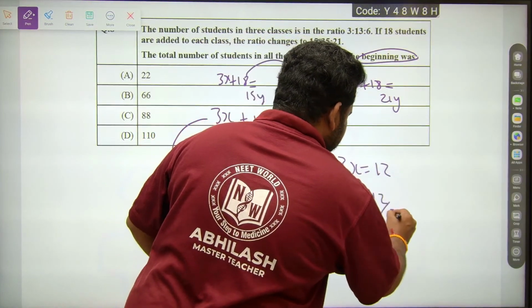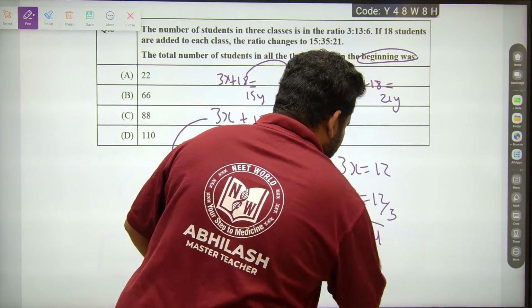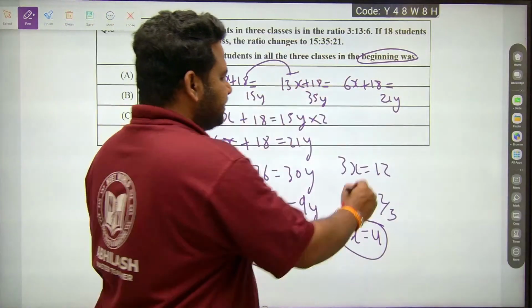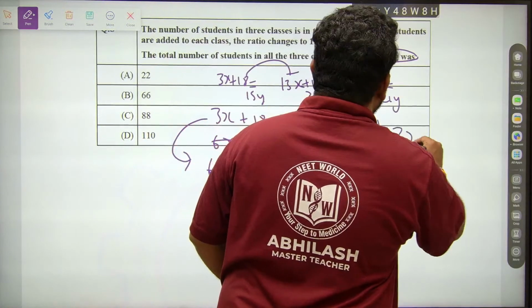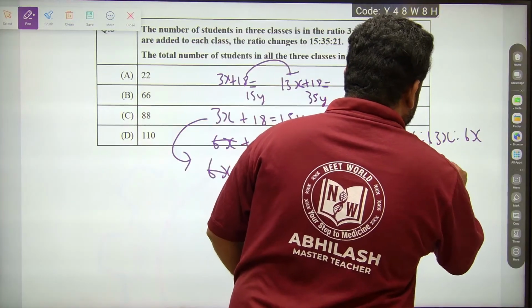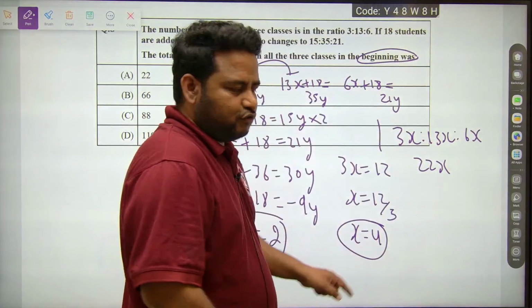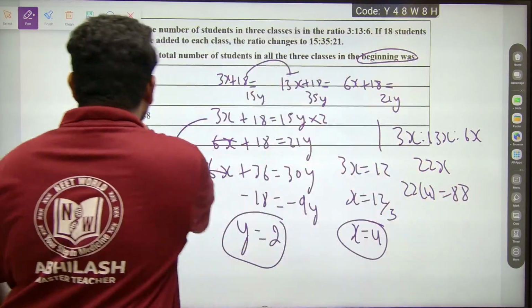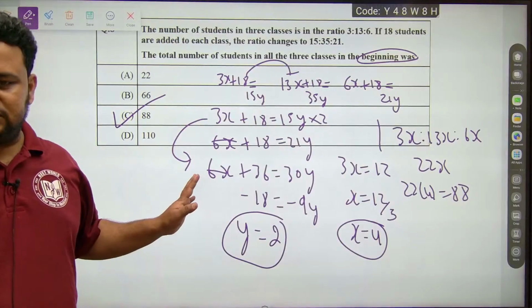12 by 3, that is x will be equal to 4. I got x value is equal to 4. Now in the beginning means what? Beginning means we are having the ratio, that is 3x is to 13x is to 6x. If I add this, I will get 22x. Okay, x value is what? 4. So 22 into 4, we will get it as what? 88. The answer is option C. Understood? This is how you have to solve it.